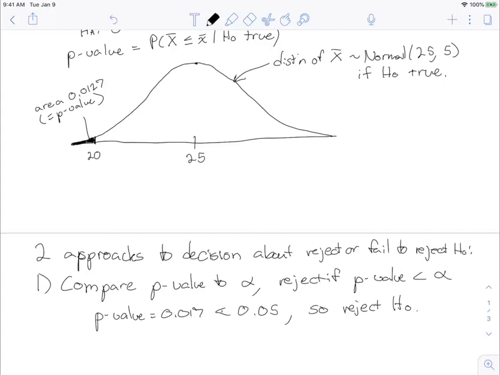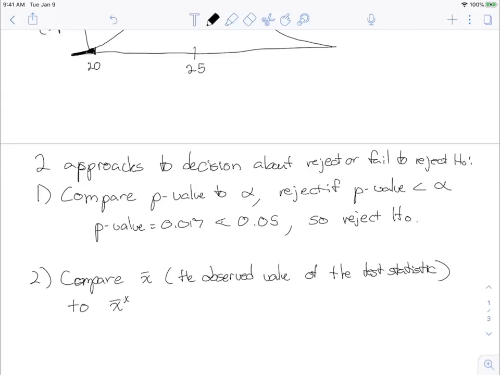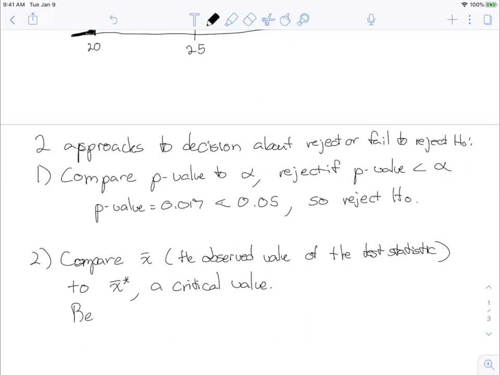That's one possible approach. Here's another possible approach. Instead of looking at the p-value, I'm going to compare my observed test statistic, x bar. So I'm thinking right here about the observed value of the test statistic. And I'm comparing that to a critical value, x bar. And the idea is going to be, we're going to reject the null hypothesis if the observed statistic is more extreme than the critical value.